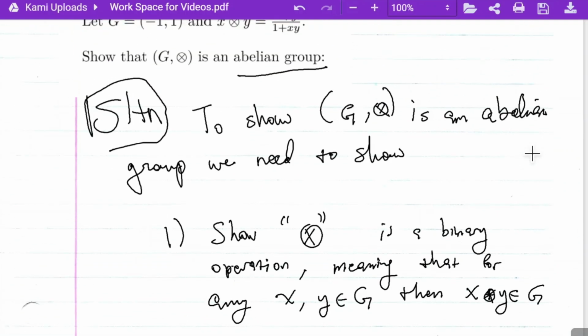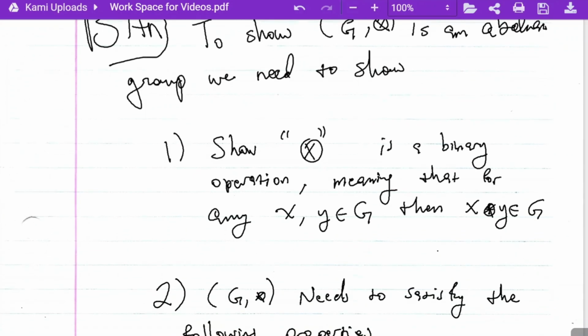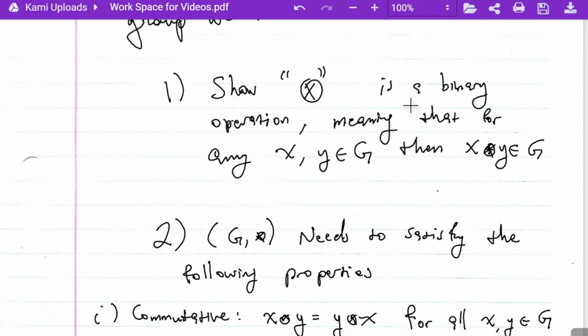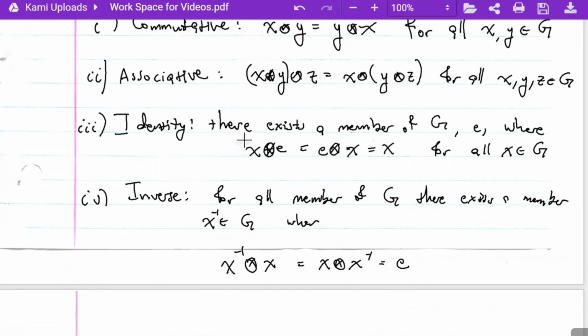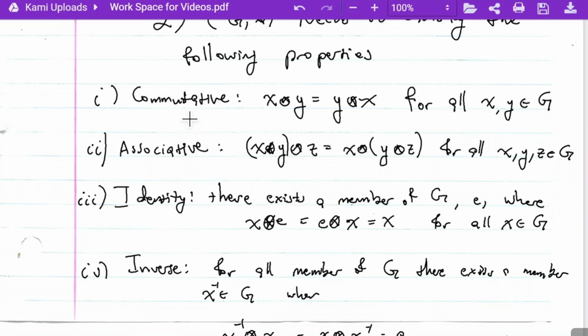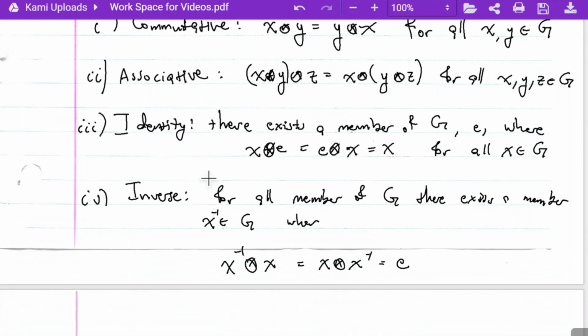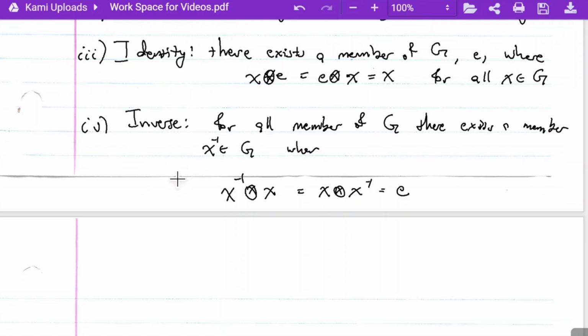To show that this structure, G star, is an abelian group, we first need to show that this star is a binary operation, meaning that if I take any two members of the set G, then x star y is also in G. And in the next video, we'll show that this structure needs to satisfy the following properties in order for it to be an abelian group. It needs to be, first, commutative, then associative, then it needs to have identities, and then it needs to have inverses.